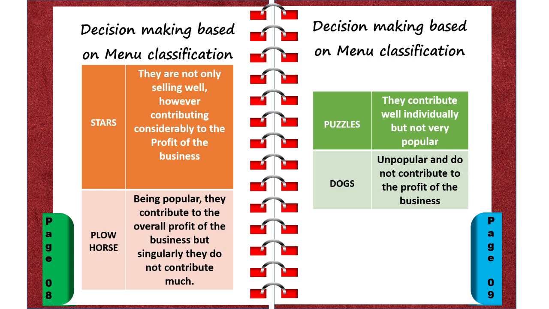So if you remember our last Excel, we discussed there that after running the menu for a specific period of time, depending on their performances, we can easily classify them or put them in different categories: which one is your star item, which one is your plow horse item, which one is puzzle, and which one is dogs. That we have learned. Those who have not watched the first session on this, I'll request them to go through that episode first. Then you can continue with this particular episode. That will be easier for you to understand.